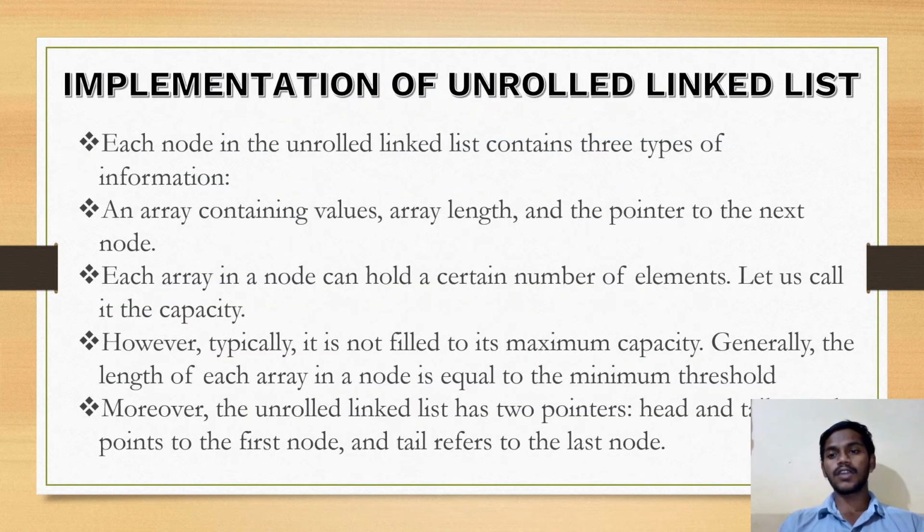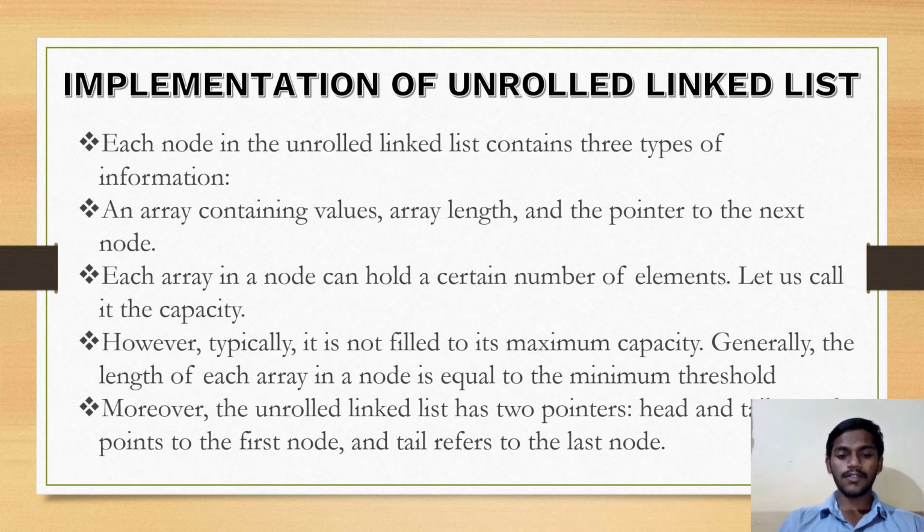Implementation of unrolled linked list. Each node in the unrolled linked list contains three types of information: an array consisting of various elements, the array length, and a pointer to the next node. Each array in a node can hold a certain number of elements. Let us call it the capacity. However, typically it is not filled to its maximum capacity.